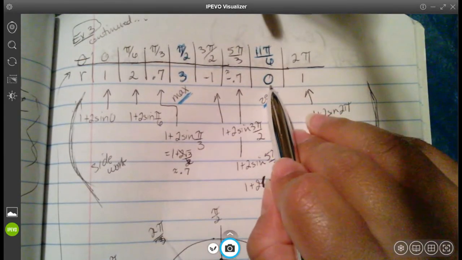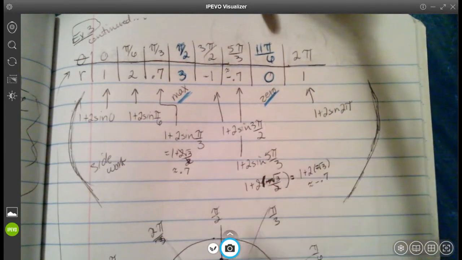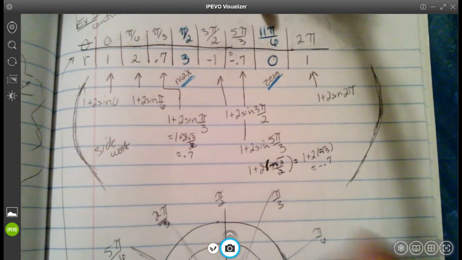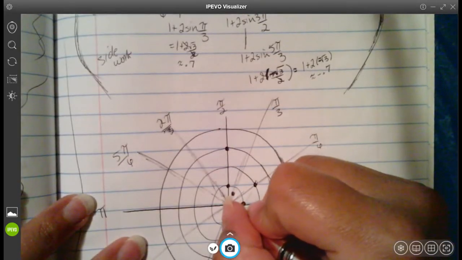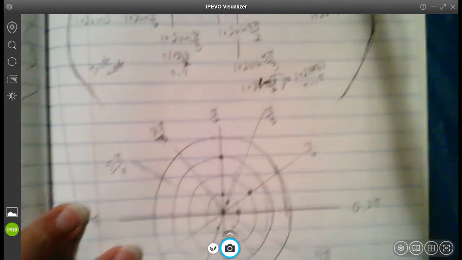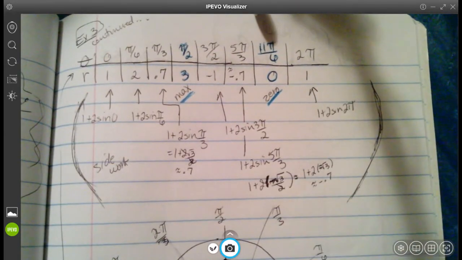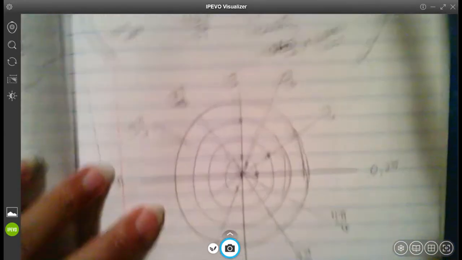11 pi over 6 and 0. So we're thinking at 0, it's 11 pi over 6. So a radius of 0 is going to be basically in the middle. And then 2 pi, 1. So for this one right here, we have a radius of 1, and it's at 2 pi, so it's in the same spot that we had here.